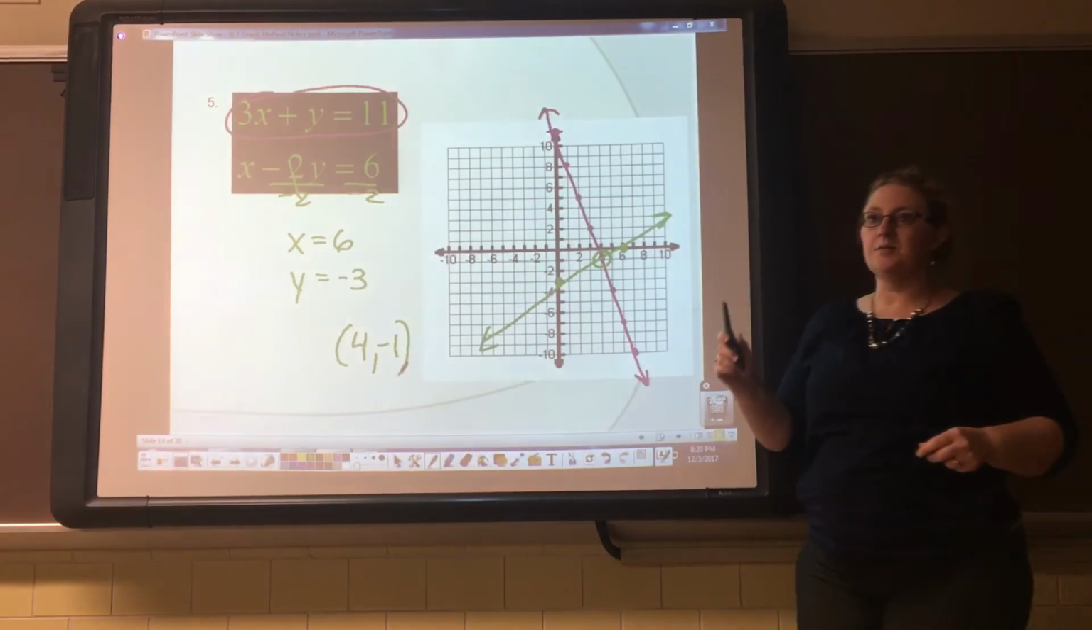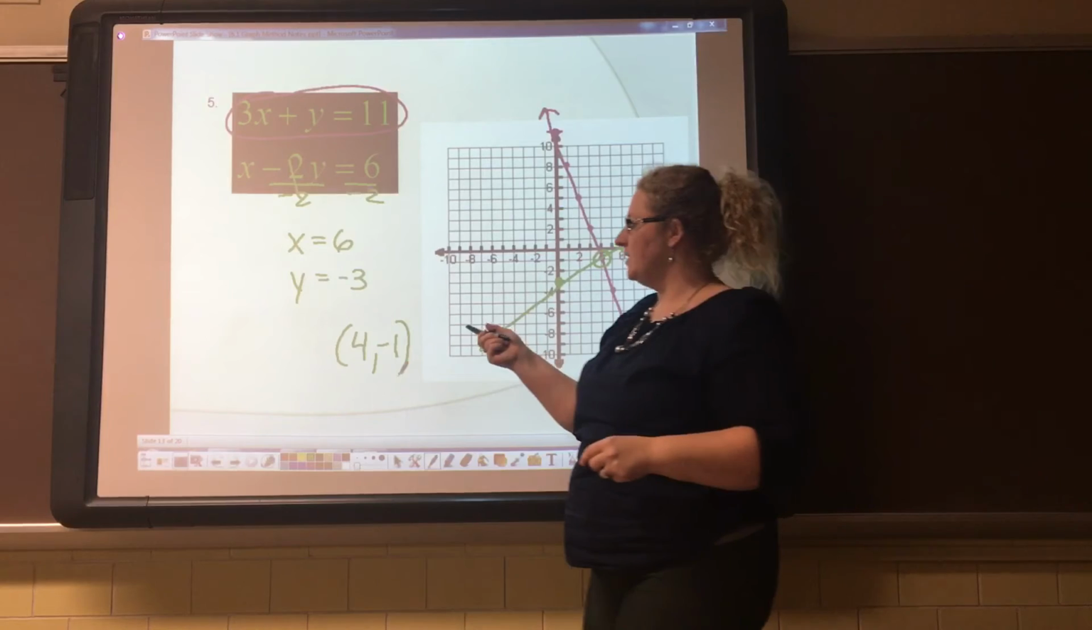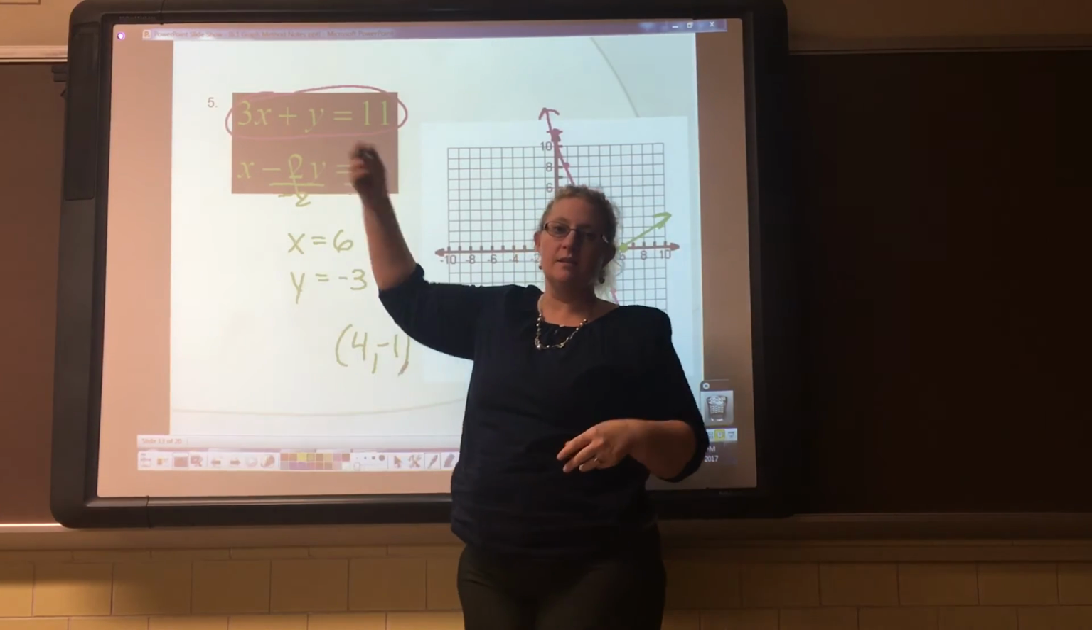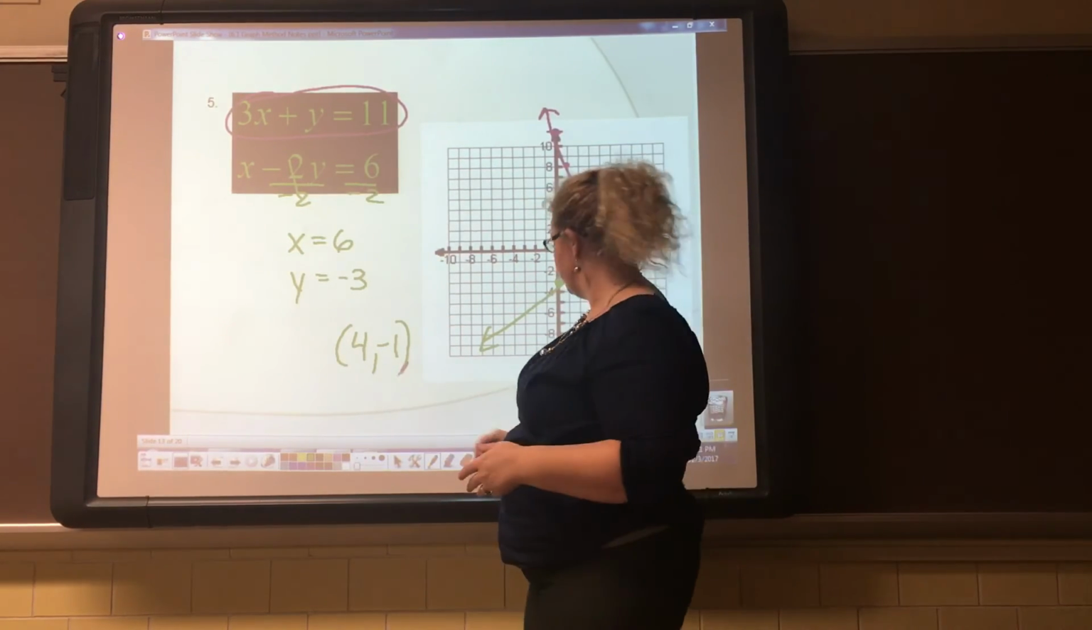I'm not going to take the time to plug it back in, but just know that you always have the ability to plug 4, negative 1 back in, and then you can see if it works for both equations.